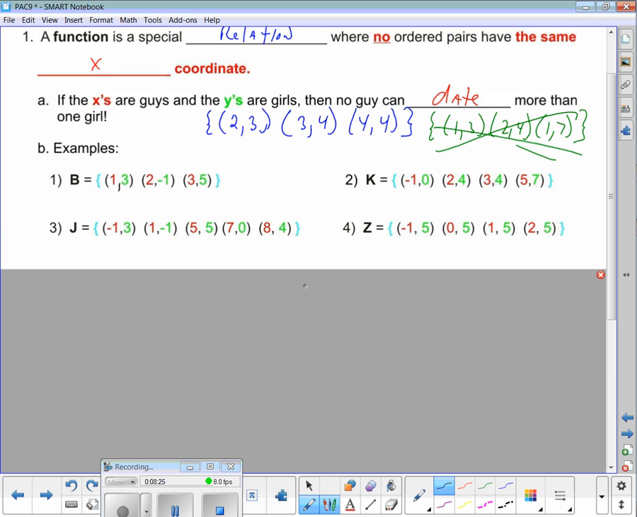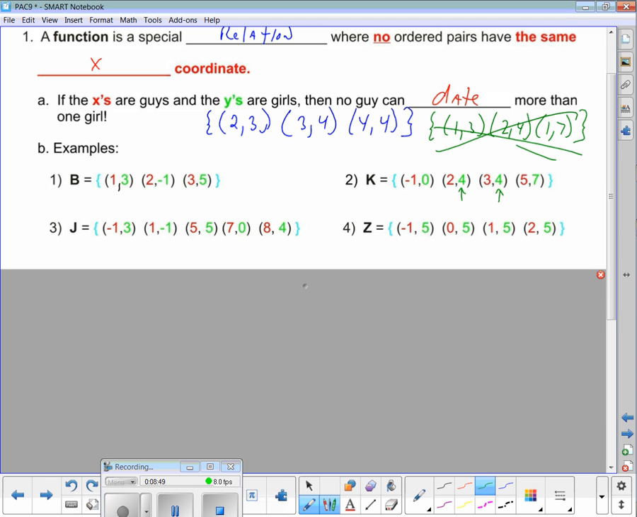Second situation, even though we have girl 4 two-timing, it's not a problem because no guy is dating more than one girl, right? And it works fine. Again, we have a function. Set 3, same thing, no problem. Any guy is dating only one girl. Set 4, again, no problem.